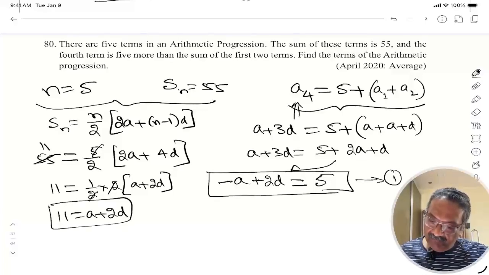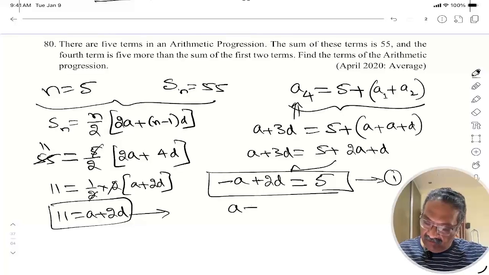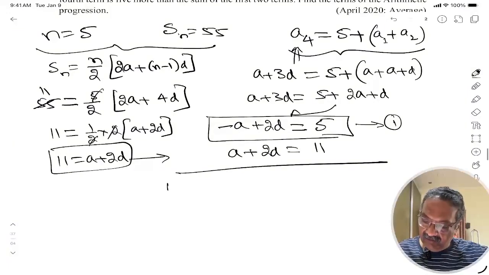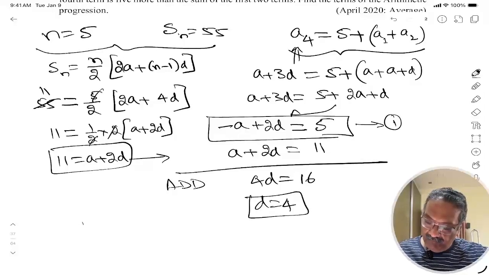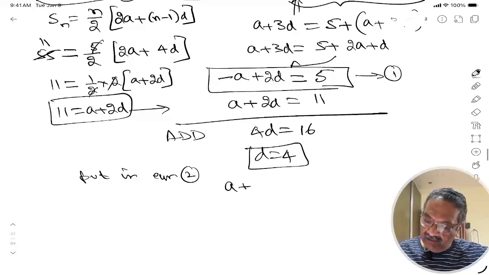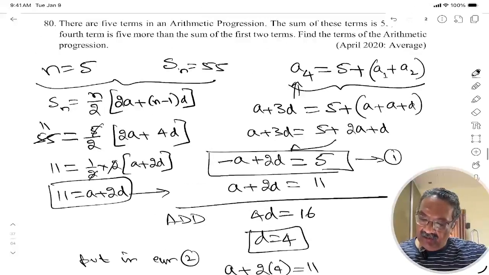This is the another equation we got: a plus 2d is equal to 11. Let us add these two. By adding, a cancels, 4d is equal to 16, d is equal to 4. Put in equation 2, so we get a plus 2 into 4 is equal to 11. So a is equal to 3. We got a as 3 and d as 4.